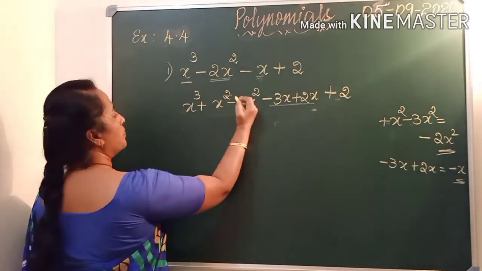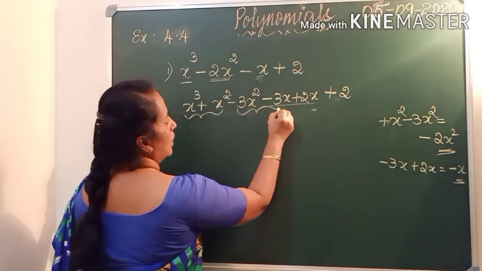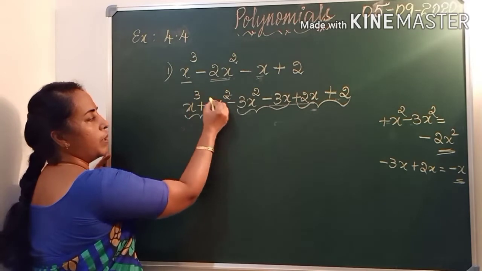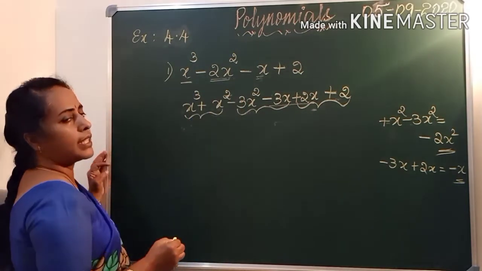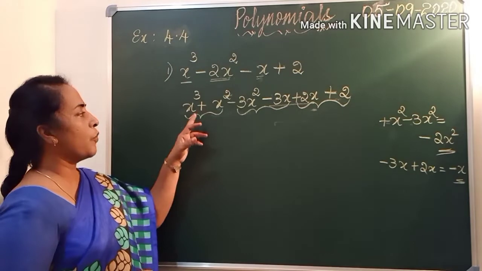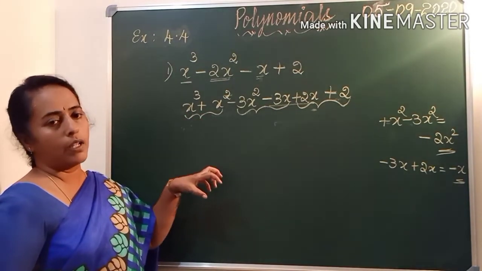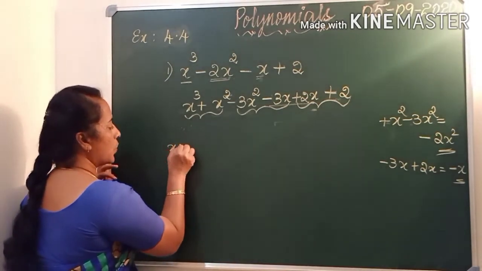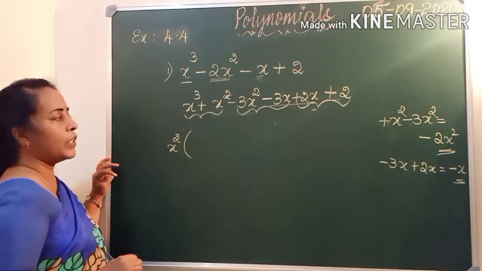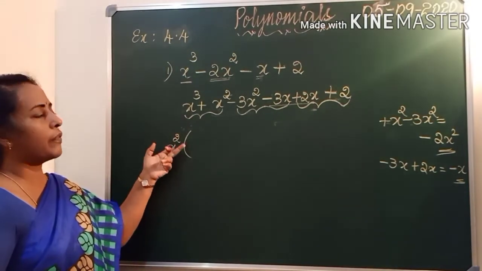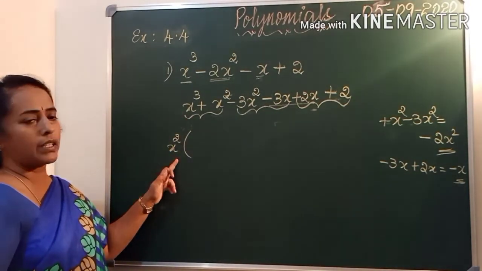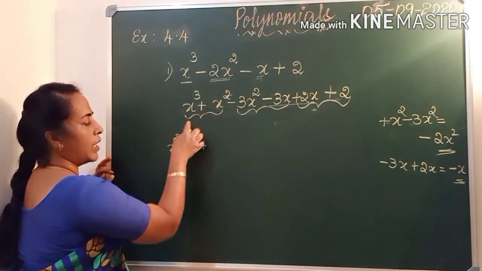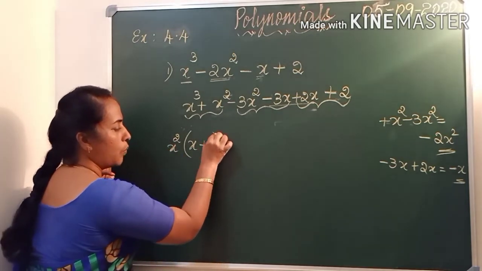So now here you have to group into 2, you will get 3 groups. Now in the first group, x cube, x square is there. When you take the HCF or highest common factor, the variable with the lowest power will be considered as the highest common factor. So the common factor is x square. Open the bracket. When you take out the common factor, you have to divide each term by the common factor. So x cube by x square, what will you get? x. Plus x square divided by x square, you will get 1.